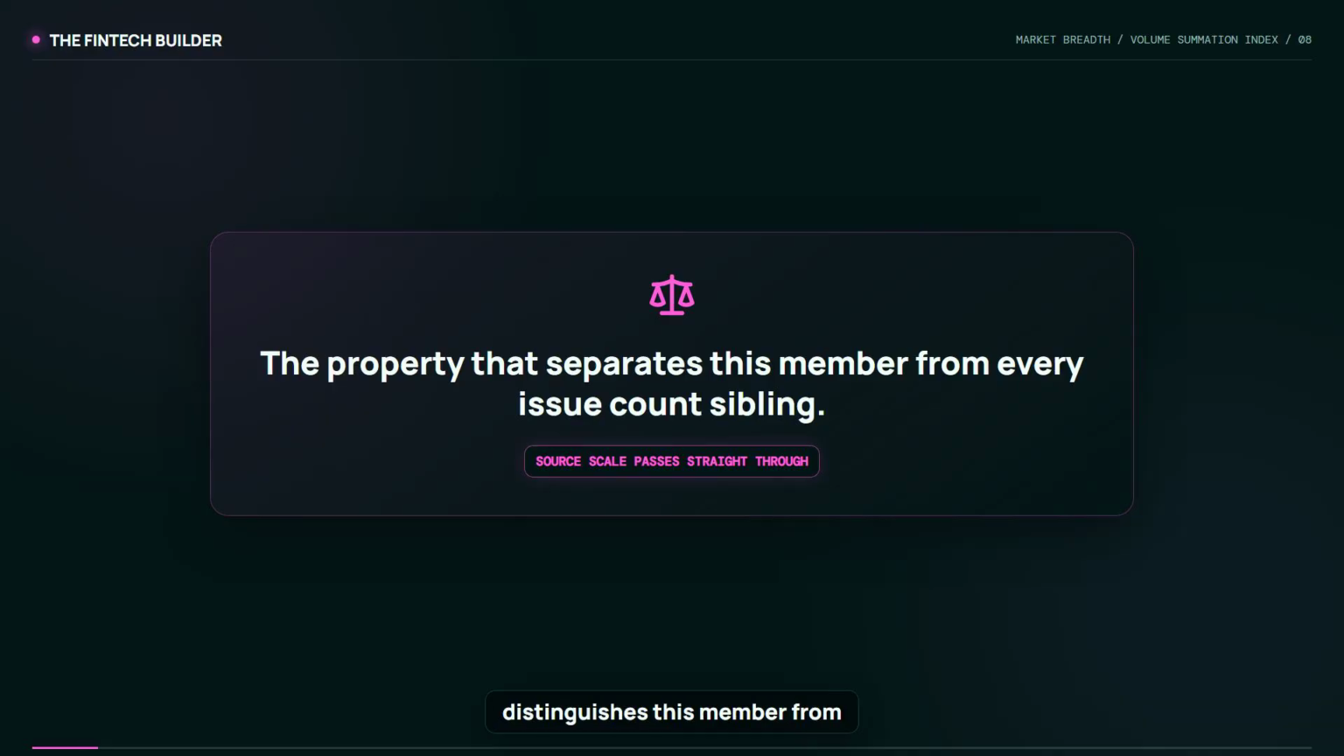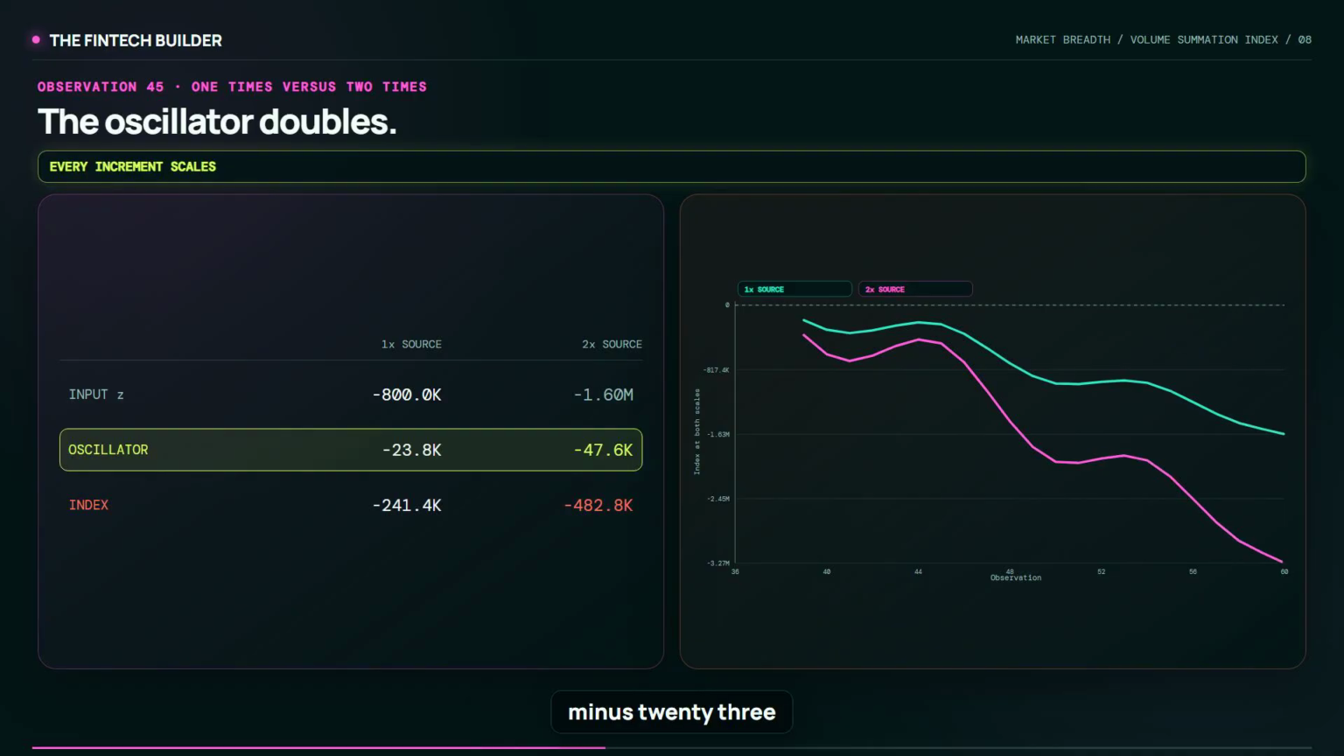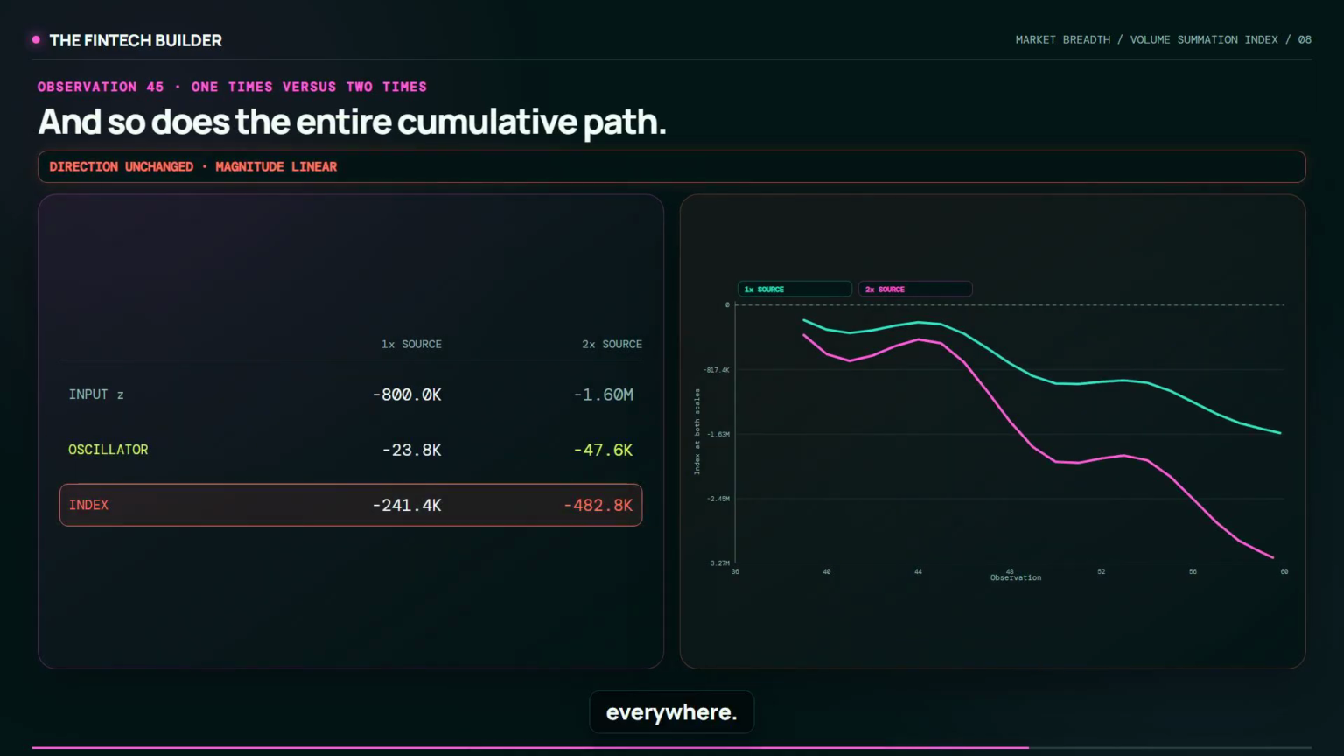Here is the property that distinguishes this member from every issue count sibling. Take that same observation 45 and double every source volume across the whole series. The input goes from minus 800,000 to minus 1.6 million. The oscillator goes from about minus 23,800 to about minus 47,600. And the index goes from about minus 241,000 to about minus 482,000. Exactly double everywhere. The direction pattern is unchanged. Only the magnitude scales, and it scales linearly with the unit you declared.